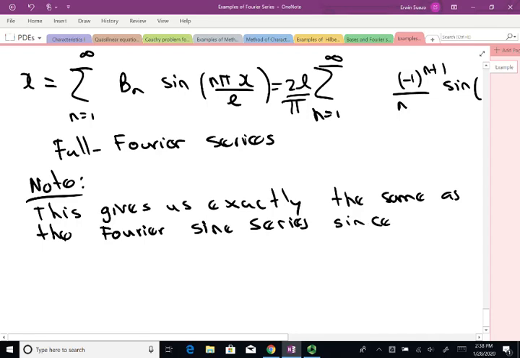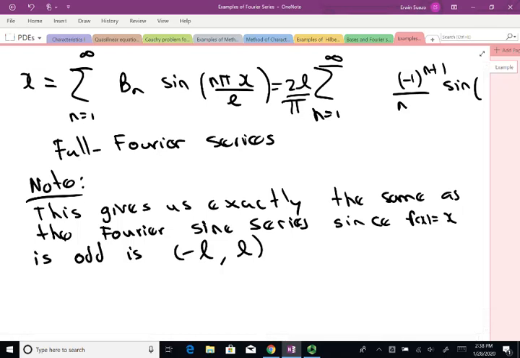Since f of x equals x is odd in minus L and L, that's why we got this. The full Fourier series is the same as the Fourier sine series. So that's kind of an idea.